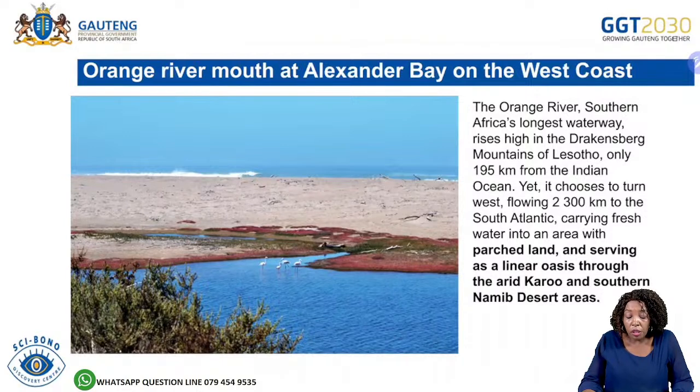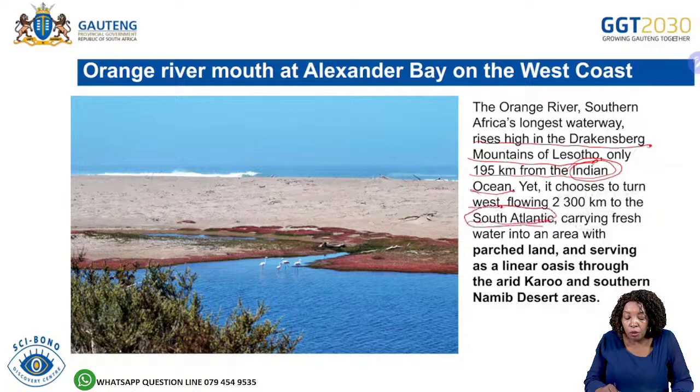Then, okay, this is just another illustration of the west now. We are now looking at the west of the country, which is the Orange River mouth at Alexander Bay on the west coast. The Orange River, southern Africa's longest waterway, rises in the Drakensberg Mountains of Lesotho, only 195 kilometers from the Indian Ocean. So you can see the element of the east as it is brought in to be the origin there. Yet it chooses to turn west, flowing 2,300 kilometers to the South Atlantic.